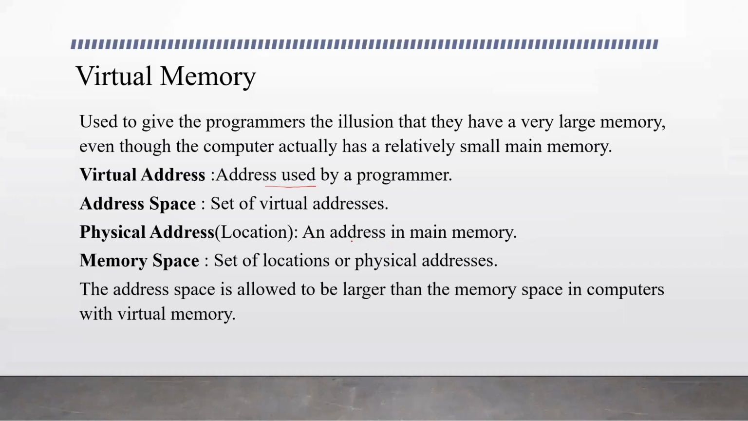And this collection of locations, the set of addresses in main memory, is called memory space. And the set of virtual addresses is called address space. And the set of physical addresses, the actual main memory addresses, is referred to as memory space. So memory space is a set of locations or physical addresses. So the address space, that is the collection of virtual addresses, is allowed to be larger than the memory space in computers with virtual memory.